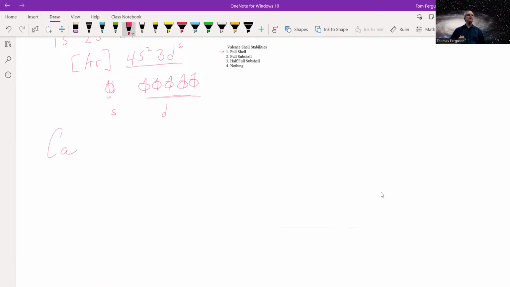All right, why don't everyone write the electronic configuration for calcium? Calcium is in shell number 4, 2 over. You can do the abbreviated one or the full one.